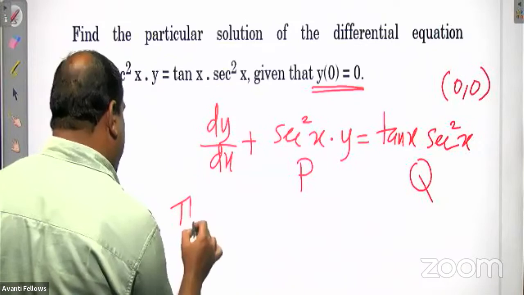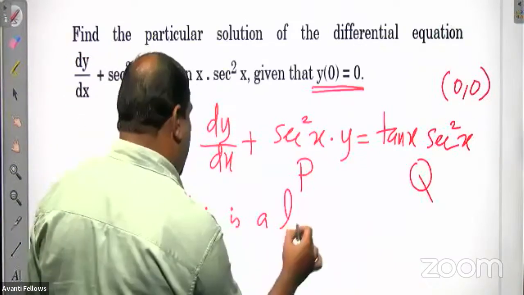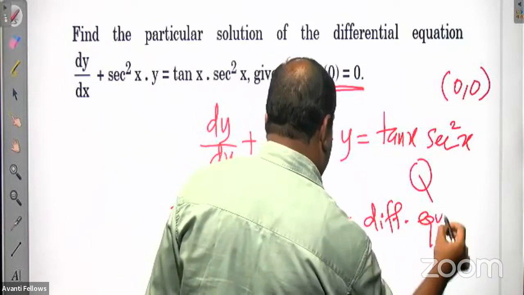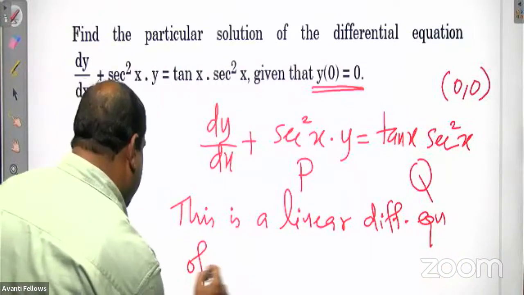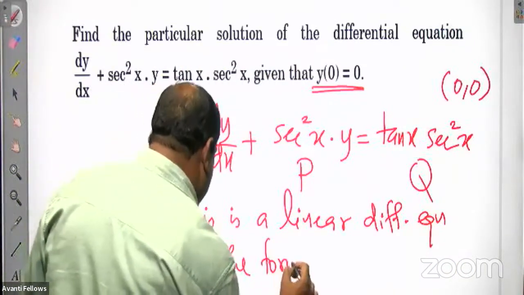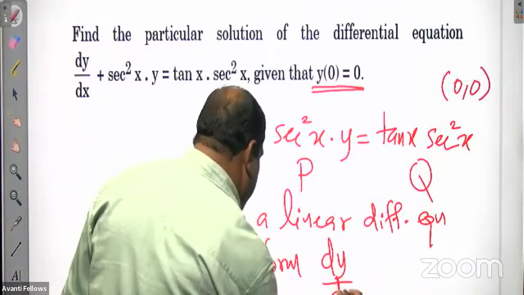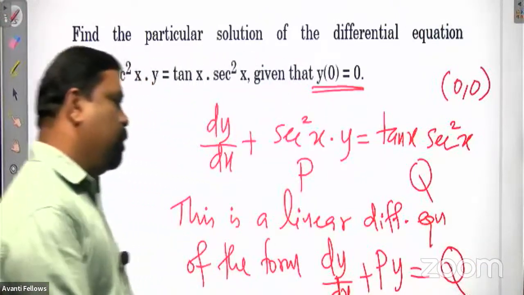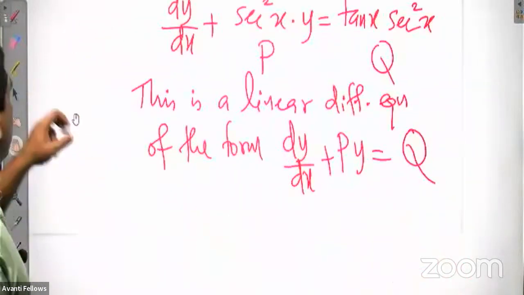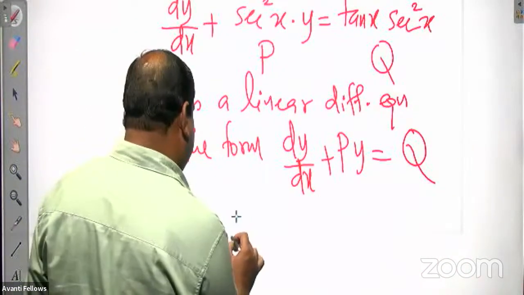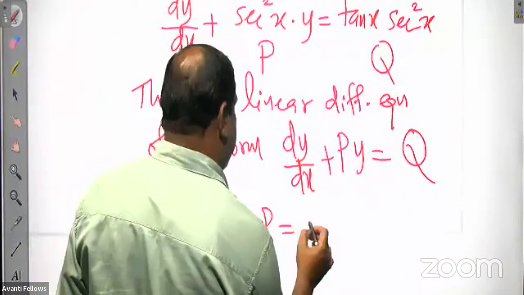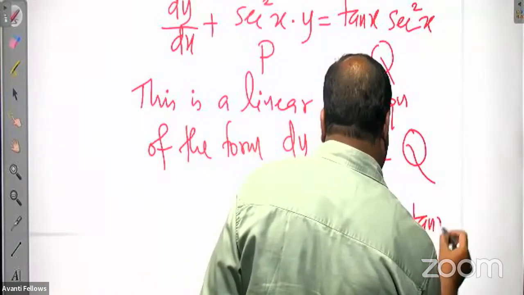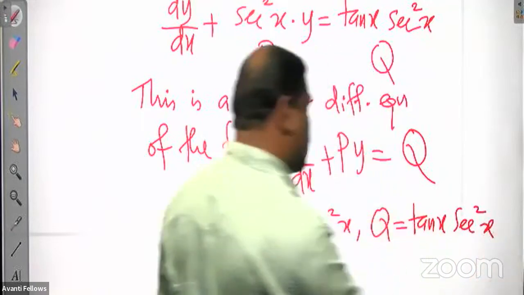So this is a linear differential equation of the form dy by dx plus py is equal to q, where p is equal to sec square x and q is equal to tan x into sec square x.